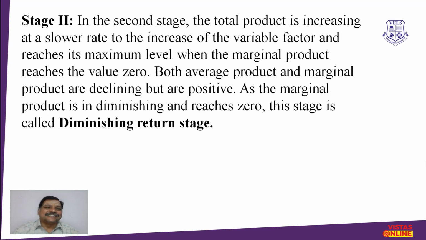The second stage is the diminishing return stage. Why? The total product is increasing at a slower rate in response to the increase in the variable factor and reaches a maximum level when the marginal product reaches 0. Both average product and marginal product are declining, but positive in this particular stage. The second stage will end when the marginal product is diminishing and reaches 0. This stage is diminishing return because the marginal product is declining, and the total product is increasing at a decreasing rate.